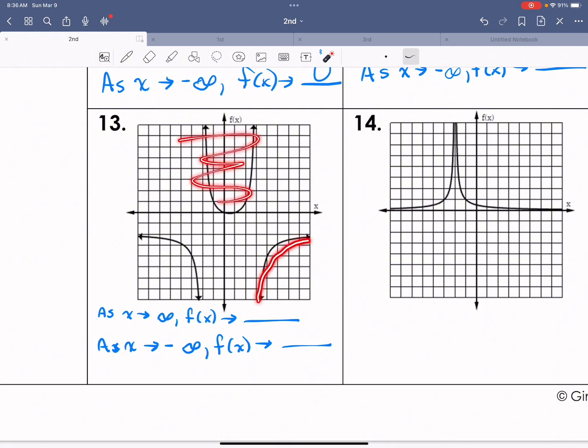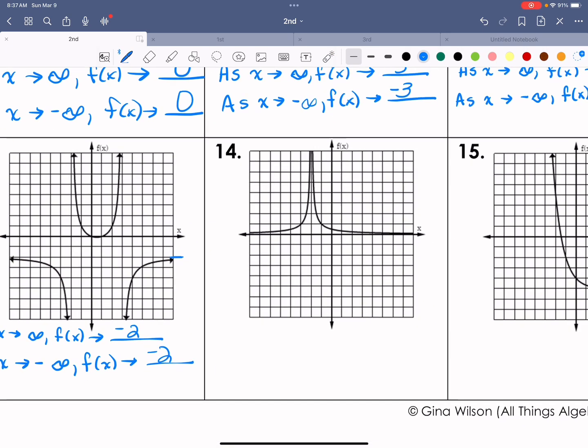All right, let's look at this one. What happens as it goes to the right? It is approaching this line, but it's never going to cross it. So it's going to approach negative 2. All right, let's look at what happens when we go this direction. This one approaches but never quite crosses negative 2 as well.